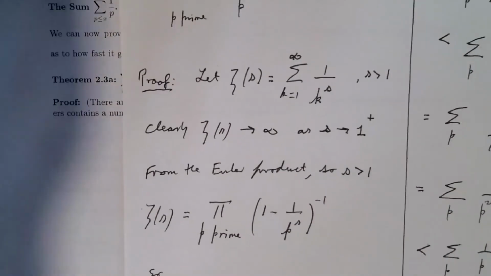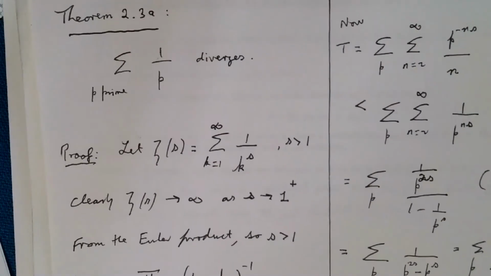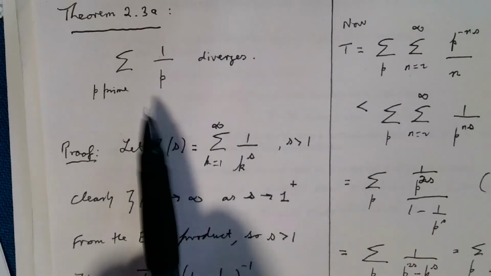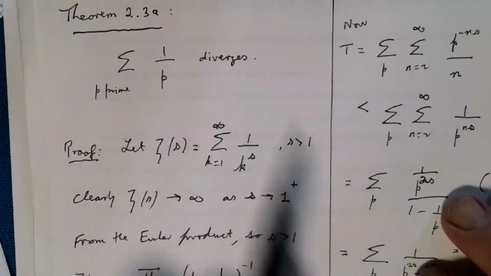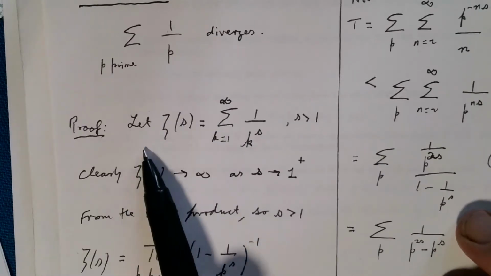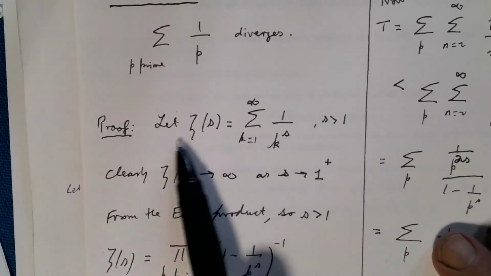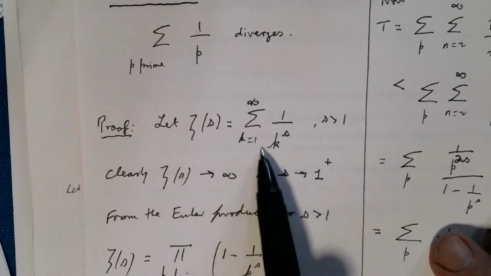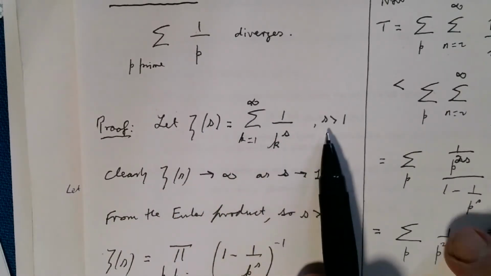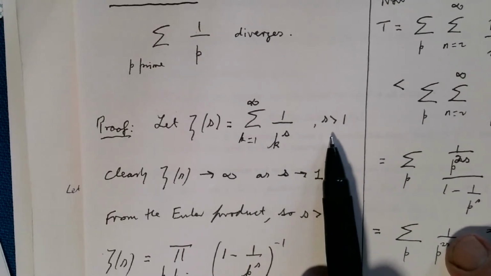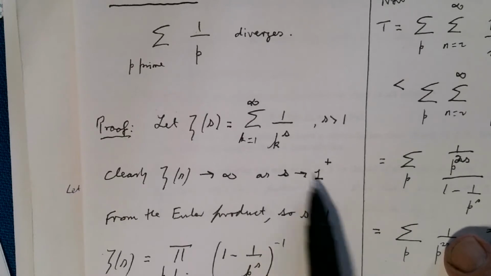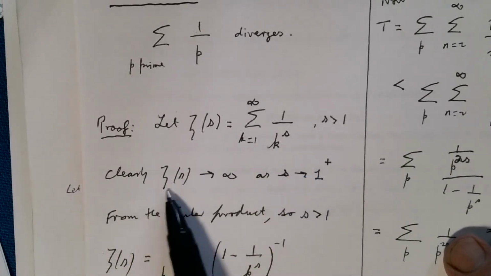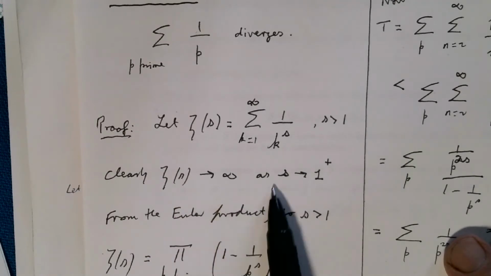So the proof goes something like this. That's what we're trying to prove, that the sum of 1 over p, p prime, diverges. Now we begin by looking at the zeta function, which we've seen before. So this is the sum k equals 1 to infinity of 1 over k to the s, and this converges, well behaved, for s bigger than 1. And as s goes to 1 from above, then because the sum of 1 over k diverges, zeta of s goes to infinity as s goes to 1 from above.